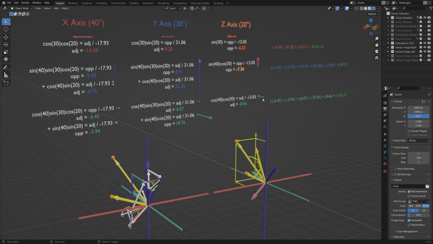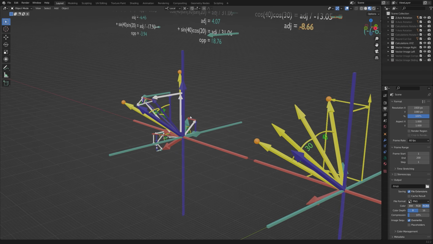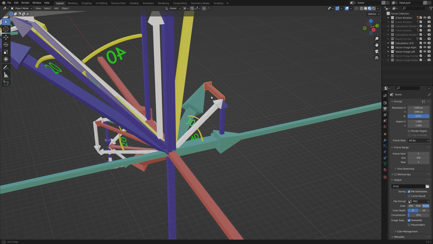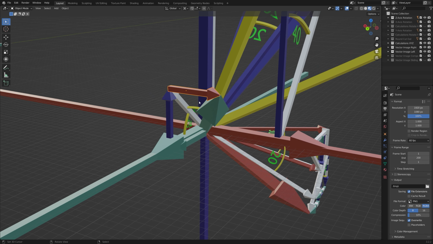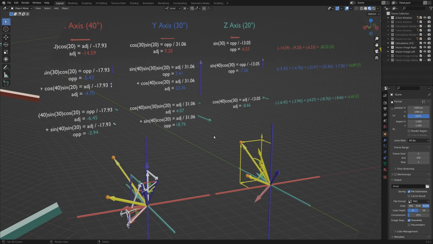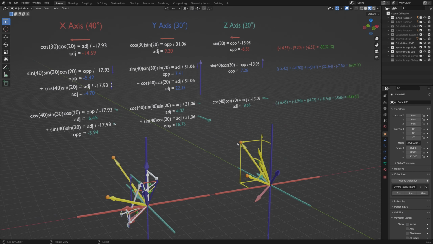The z-axis x value is determined by only the y-axis rotation, and the z-axis y value and z value are both determined by the x-axis rotation multiplied by the y-axis rotation. Finally, we can once again check the results of the calculations against the orange vertex location values in Blender.